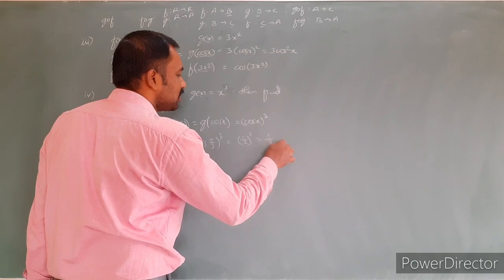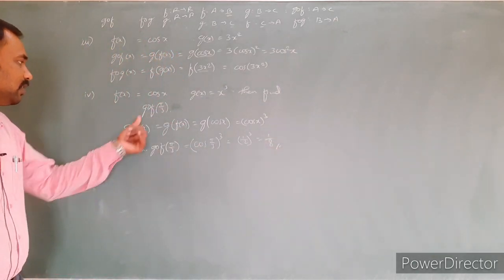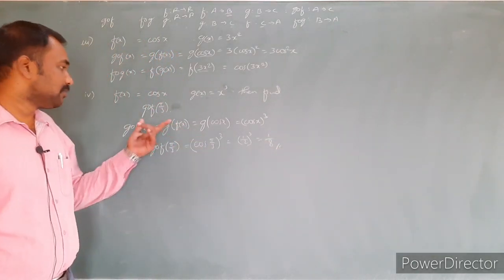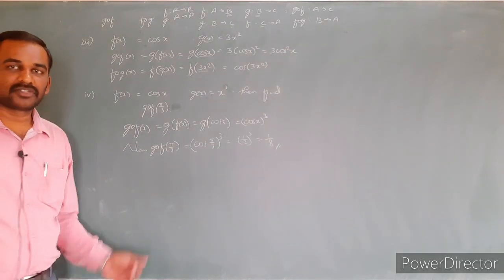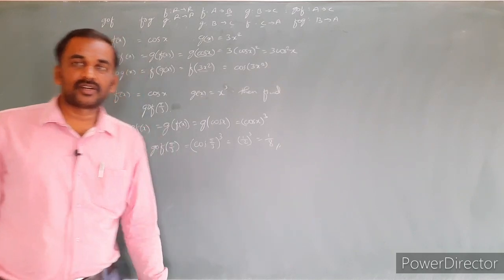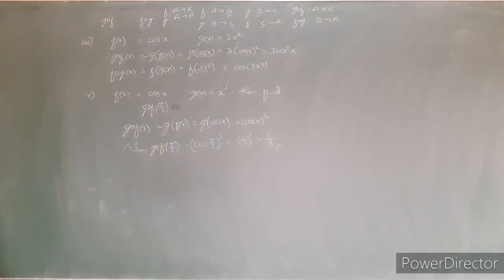That means 1 divided by 8 is the required value of g circle f of pi by 3. That's all. This type of problem might also be asked in the examination for a 2 marks or 1 mark question. Now, let's go to the next one.